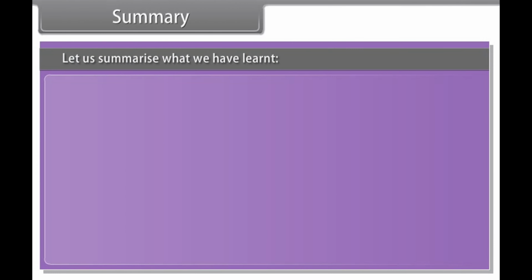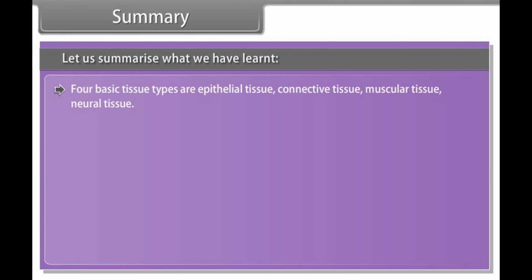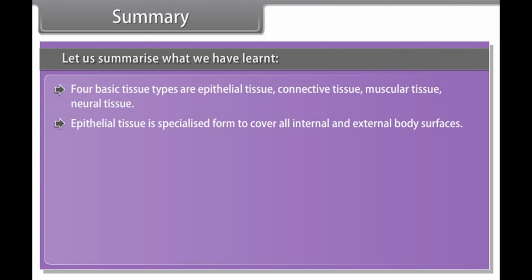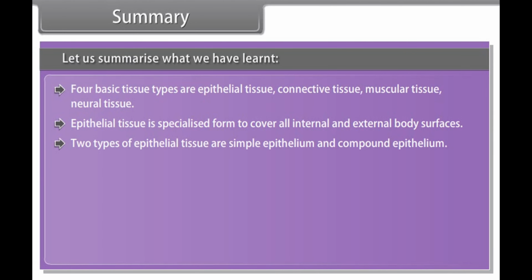Summary. Let us summarize what we have learned. The 4 basic tissue types are epithelial tissue, connective tissue, muscular tissue, and neural tissue. Epithelial tissue is specialized to cover all internal and external body surfaces. Two types of epithelial tissue are simple epithelium and compound epithelium.